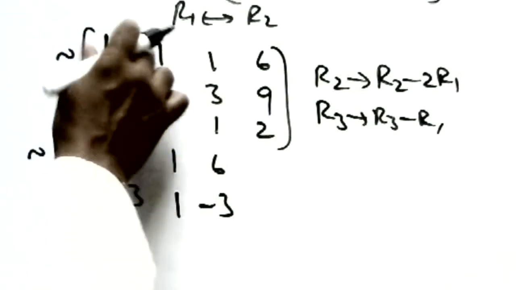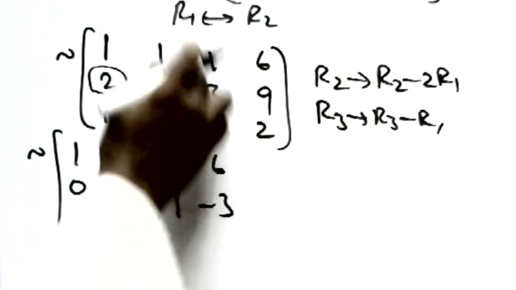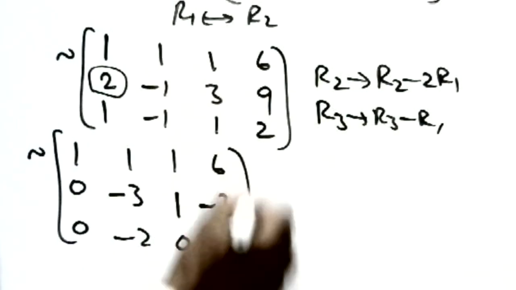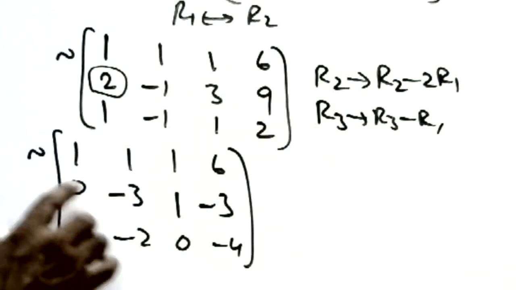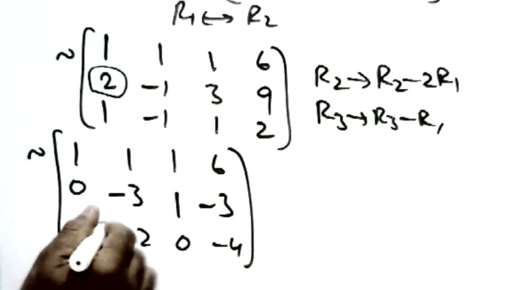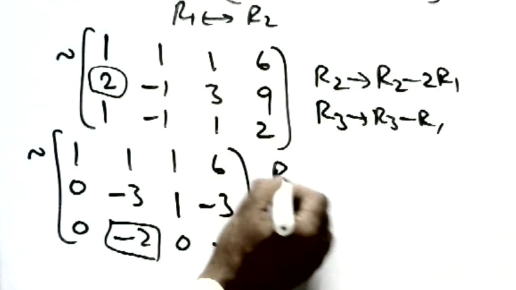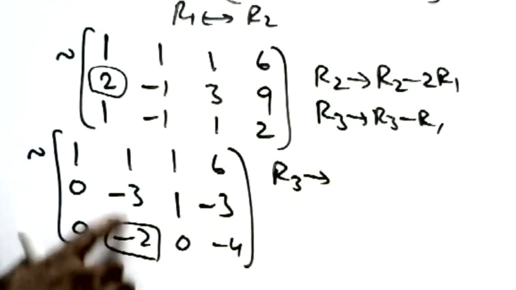Now lastly R3 minus R1. 1 minus 1 is 0. Minus 1 minus 1 is minus 2. 1 minus 1 is 0. 2 minus 6 is minus 4. Now we have already made two zeros, and now we have to make this one 0.